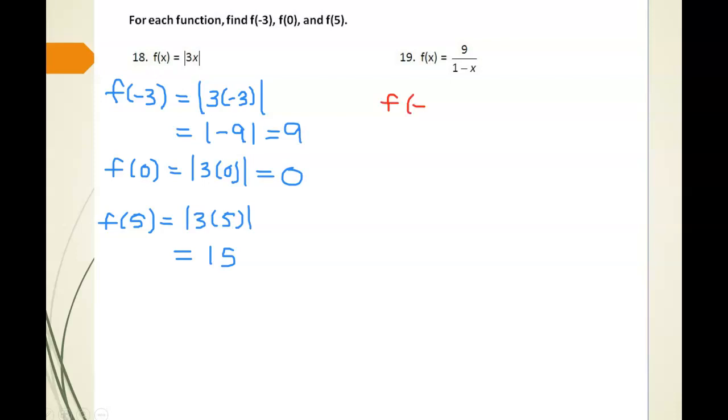Okay, f of negative 3 equals 9 over 1 minus negative 3. So you get 9 over 1 plus 3, which is 9/4. Because a minus does turn to a positive.